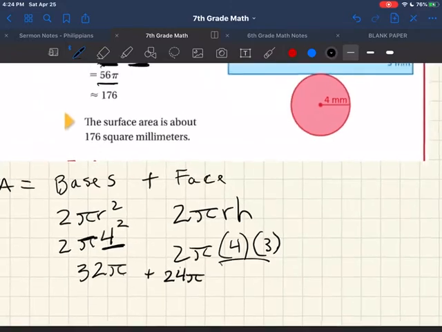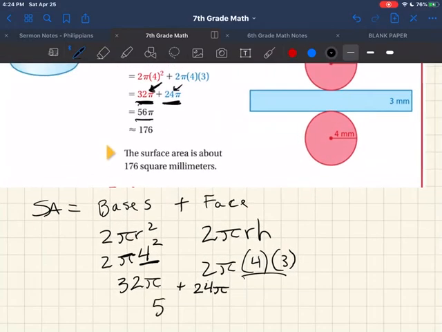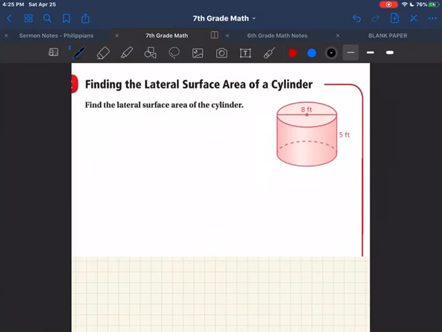So 32 and 24 equals 56 pi. And we'll just trust their math that 56 times pi is approximately equal to, they rounded obviously, 176. And that is millimeters, and this is area again, squared. Okay, all right, moving forward. Now, in this particular one, they want us to find, be careful of these, the lateral surface area. So remember, that's not including the bases. So no, we do not want those, okay?